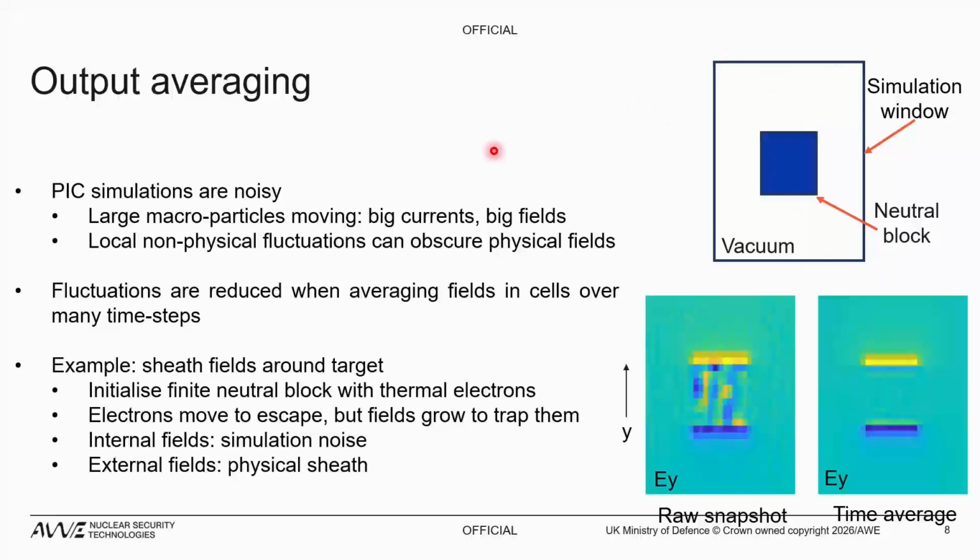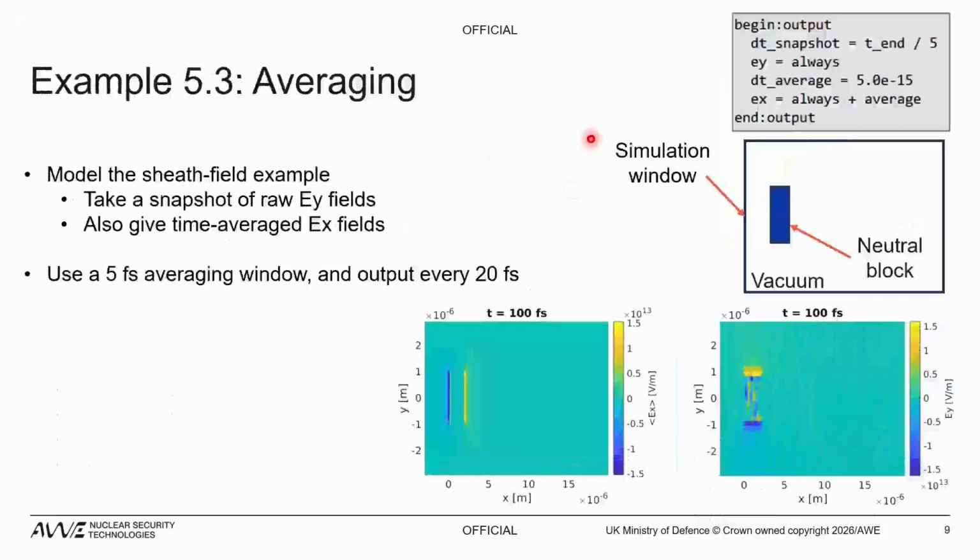Also good at looking at return current densities, because they can also be quite noisy. When you fire electrons through a solid and it draws a return current back, it's much easier to see that return current if you use this sort of field averaging.